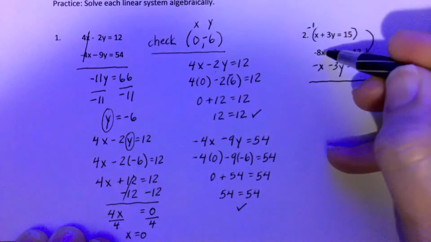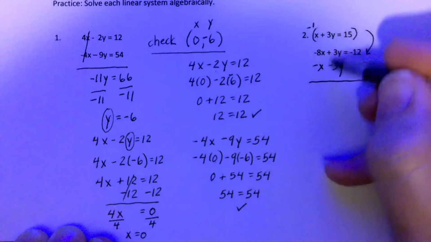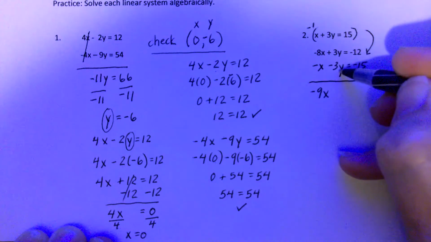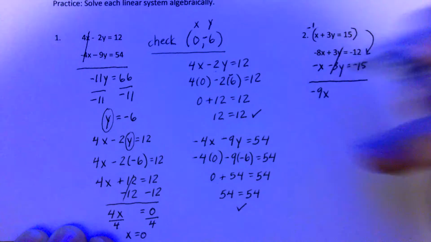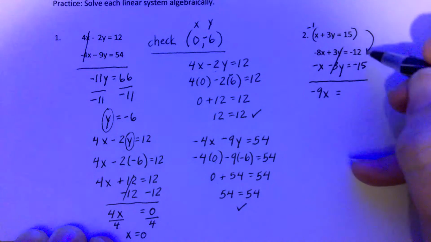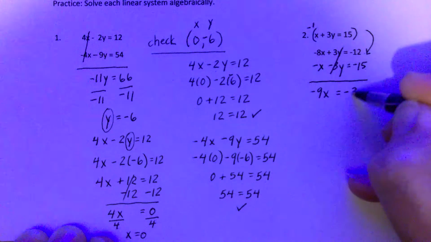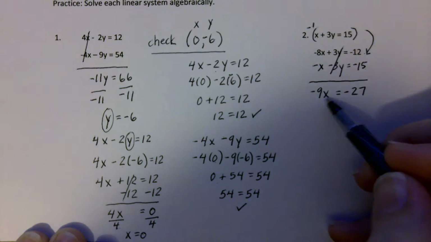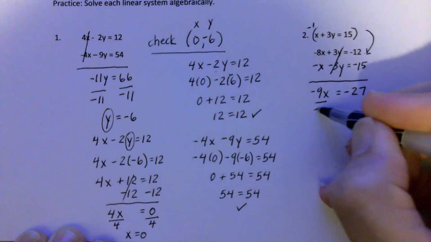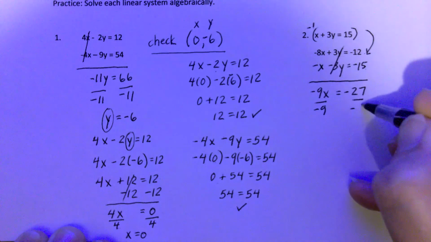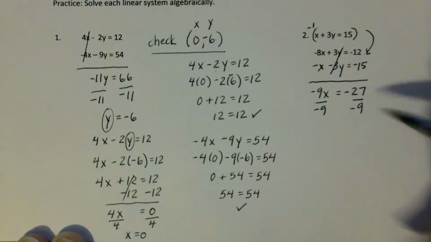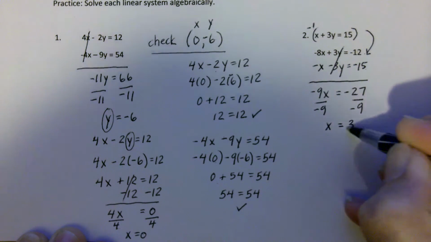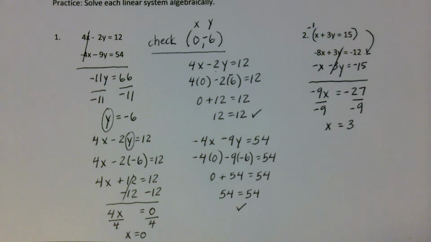Let's add this. -8x and a -x is a -9x. A +3y and a -3y is a 0 pair, so I'll put a line through that. And -12 and a -15 is a -27. Okay, now instead of multiplying by -9, we're going to divide by -9. Division property of equality, we'll divide both sides by -9, and we get x equals 3. So that's our x value.